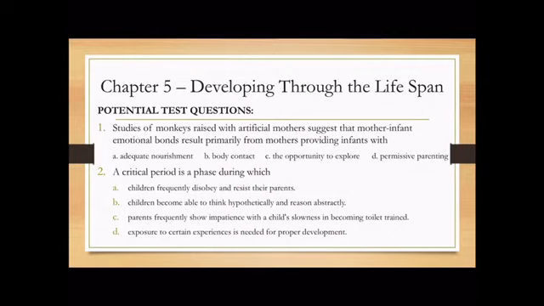Okay, studies of monkeys raised with artificial mothers suggest that mother-infant emotional bonds result primarily from mothers providing infants with, well, it wasn't nourishment because they didn't run to that mother. It was body contact. That's what makes them feel comfortable and close. A critical period is a phase during which exposure to certain experiences is needed for proper development.